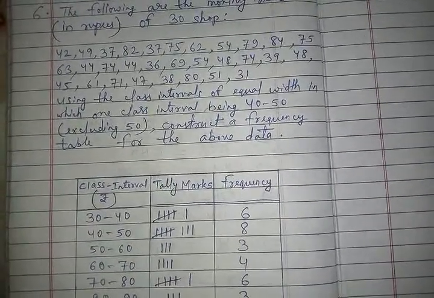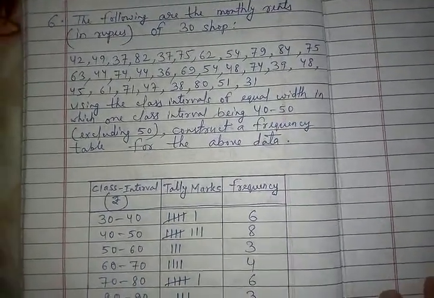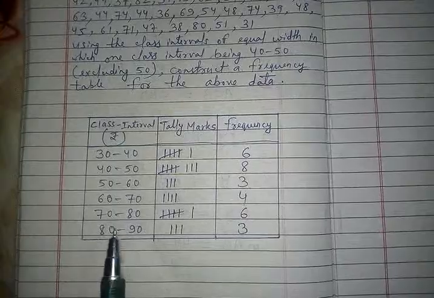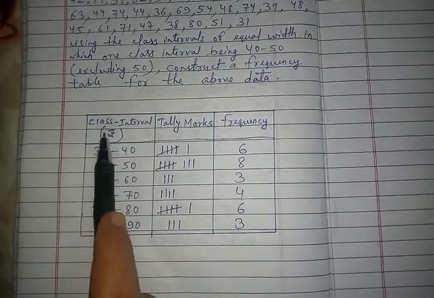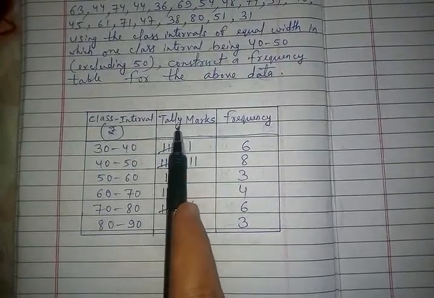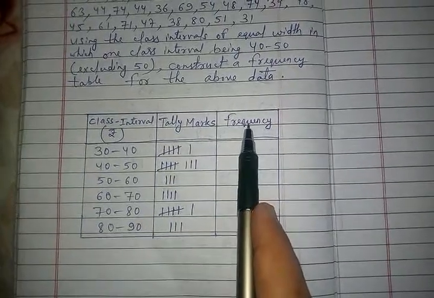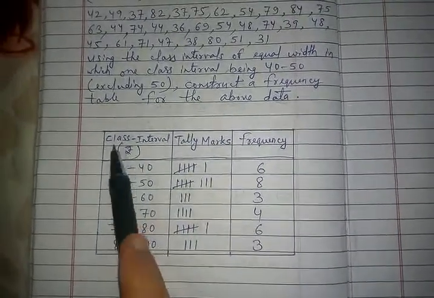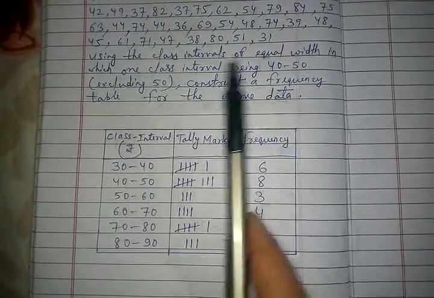Now you might be saying, what is frequency table? So what I am going to show you is a frequency table. So frequency table consists of 3 columns. First column is named as class interval. Second column is named as tally mark. And third column is named as frequency. Now class interval we take from the question 40 to 50.